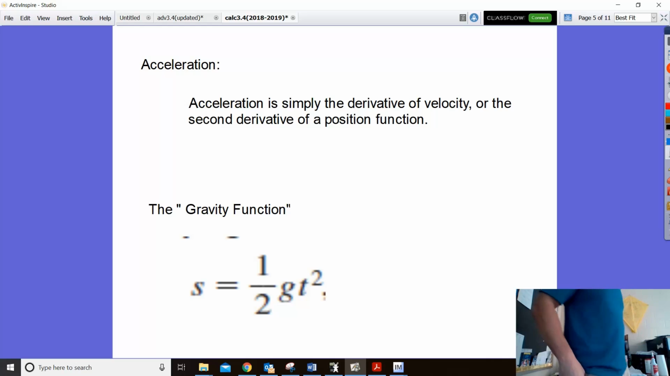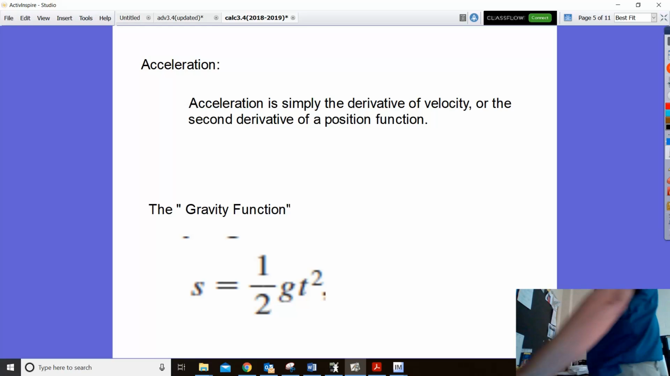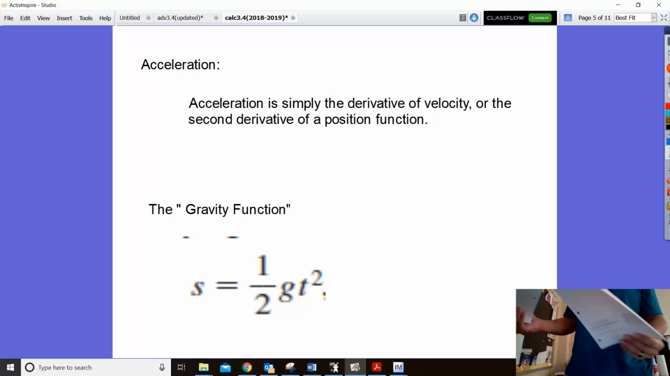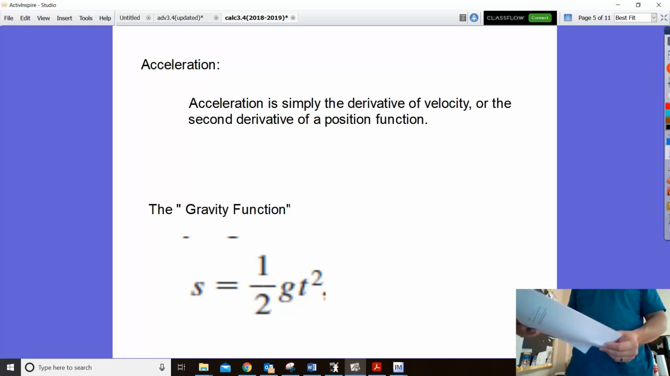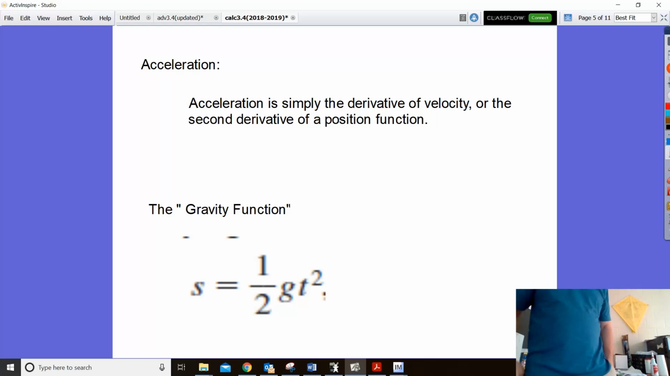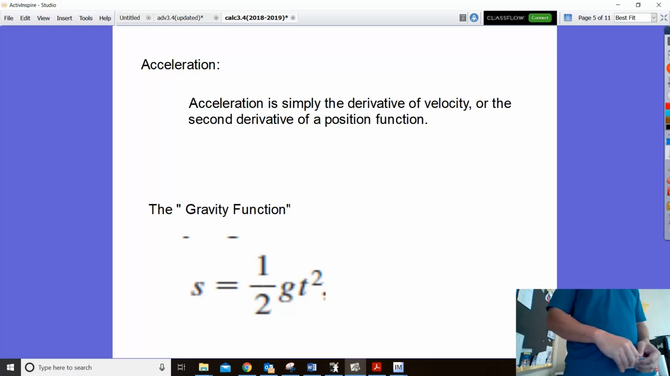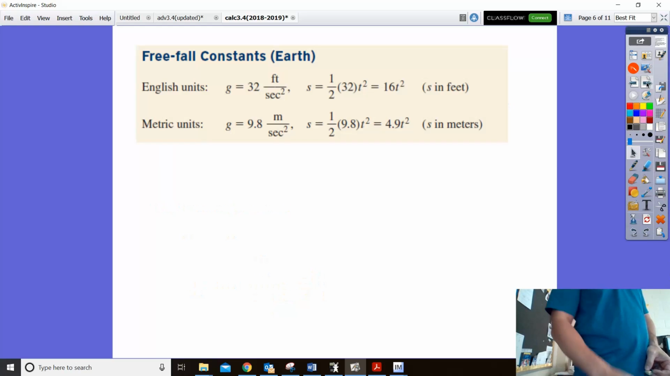Underneath that is the gravity function, 1/2 gt squared. But that's the function that Newton is quite famous for, and his integration into calculus because of an apple. And you can kind of see where the equations that you've used in the past come from. They come from that gravity function.